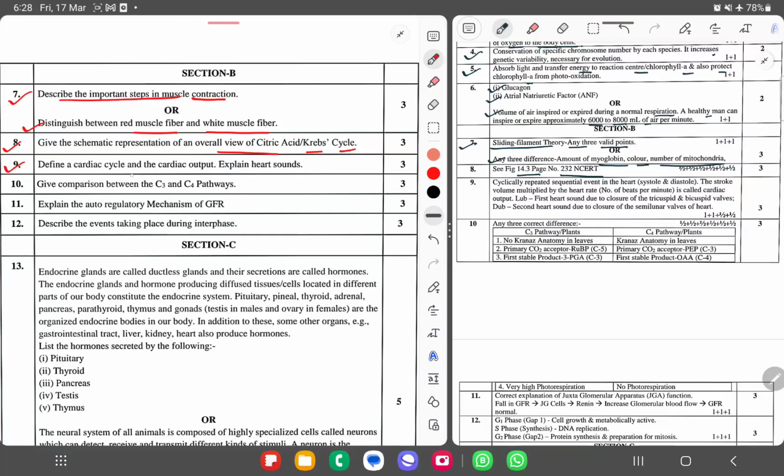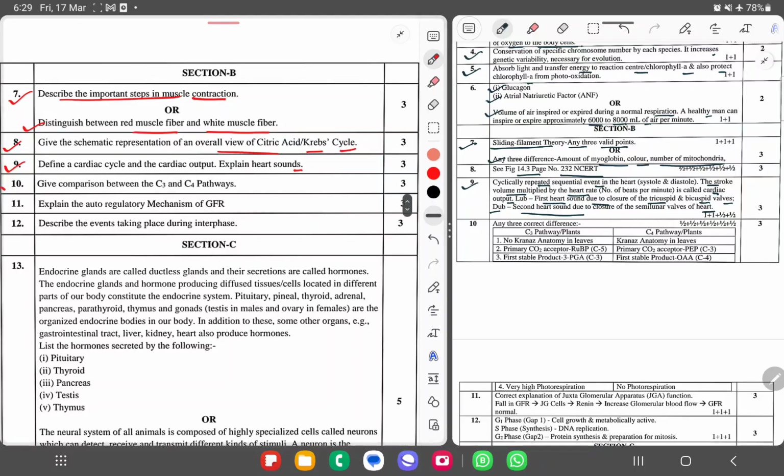Define the cardiac cycle and the cardiac output, and explain the heart sounds. The cyclically repeated sequential events in the heart: systole and diastole. The stroke volume multiplied by the heart rate, the number of beats per minute, is called the cardiac output. The first heart sound, lub, is due to the closure of the tricuspid and bicuspid valves. Dub, the second heart sound, is due to the closure of the semilunar valves of the heart.